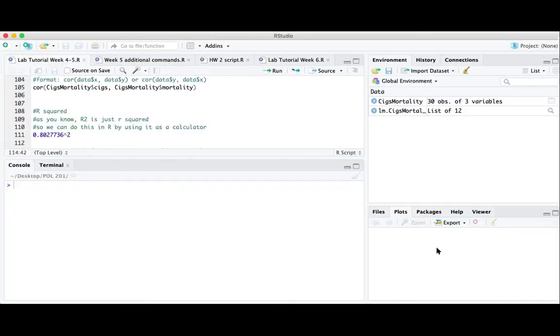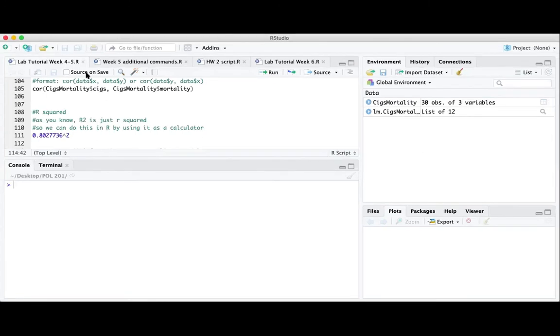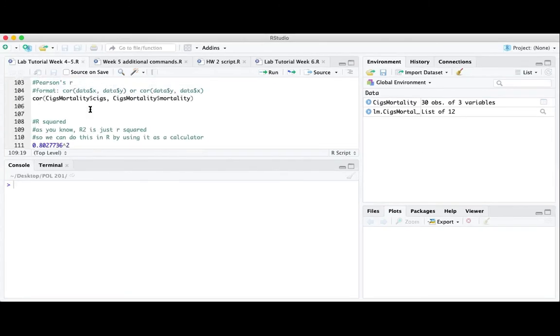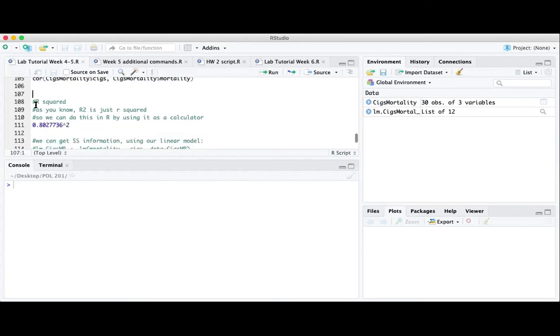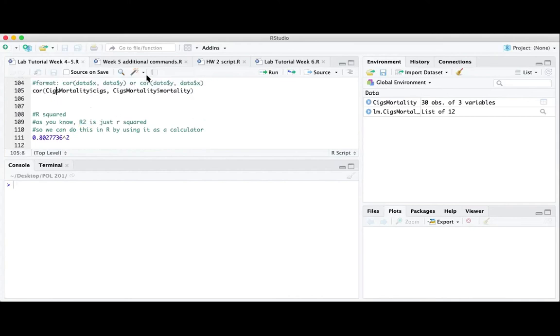Okay, so let me share my RStudio screen with you. There we go. Okay, so now, again, it's only just a few short commands. So we've already learned how to do Pearson's R, right? So it's just correlation and you will do your X and Y variables. And then we already went through how R squared is simply Pearson's R squared. So with this command, we get Pearson's R, right? So this is Pearson's R.